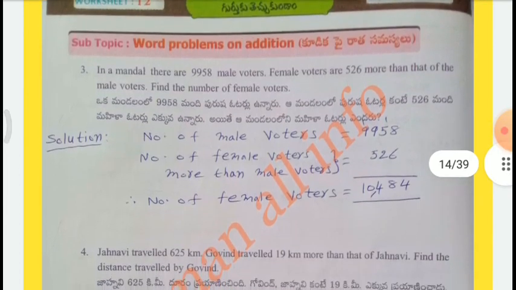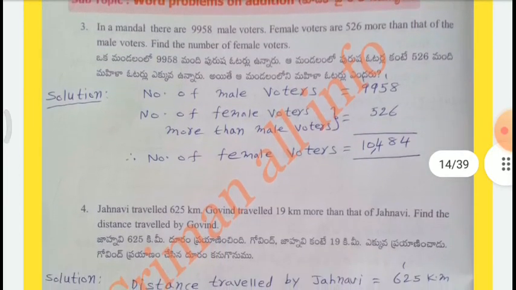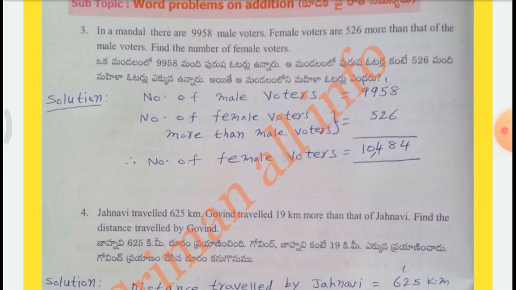Worksheet 12. In a mandal there are 9,958 male voters. Female voters are 526 more than that of male voters. Find the number of female voters. Solution. Number of male voters 9,958. Number of female voters more than that of male voters 526. Total number of female voters. By adding these two we get 10,484.